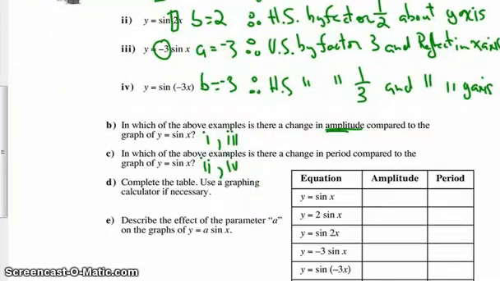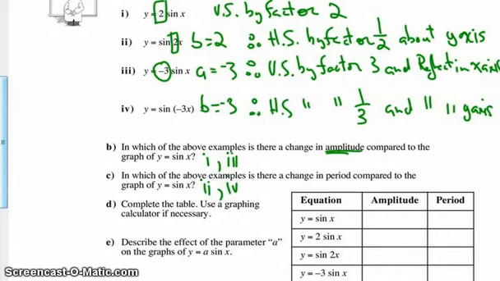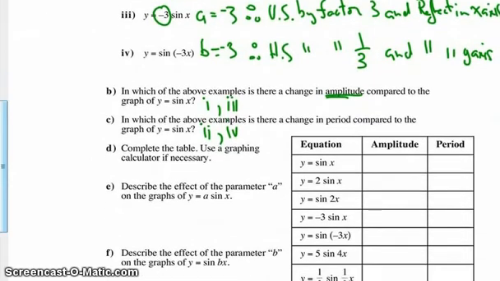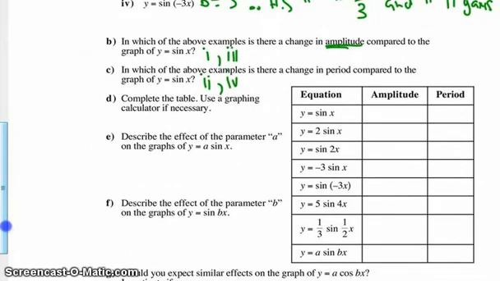The next question asks which had a change in amplitude and which had a change in period. 1 and 3 had a change in amplitude because those were the ones that were vertically stretched. And clearly period is a horizontal condition, and therefore the horizontal stretches were 2 and 4. Complete the following table, and you should not need to use your calculator. That should be something that you can do. So complete the following table and see where you end up.